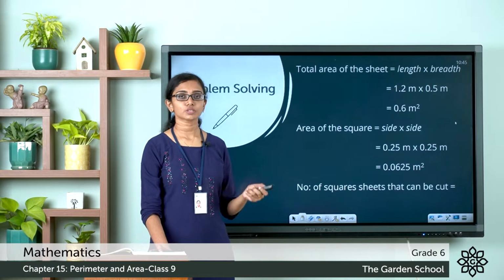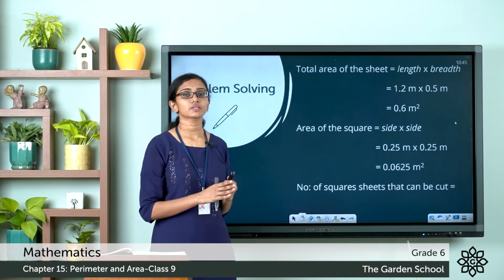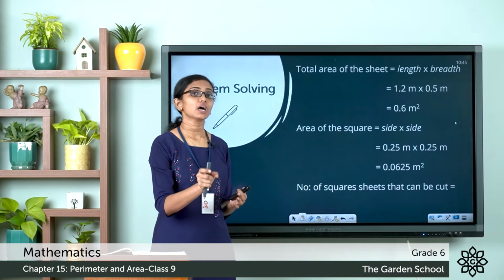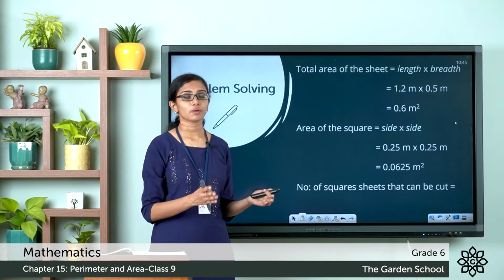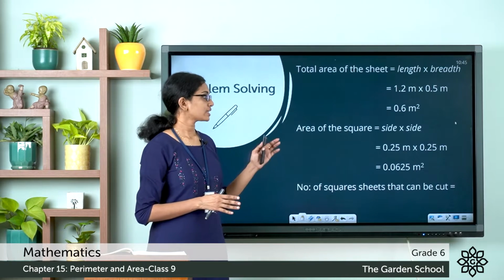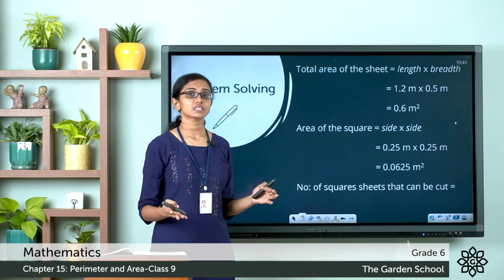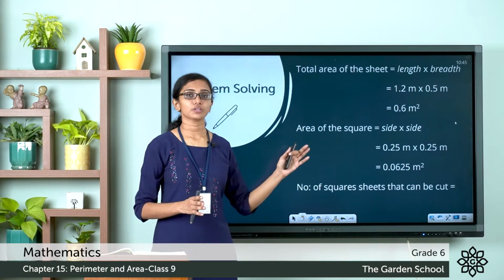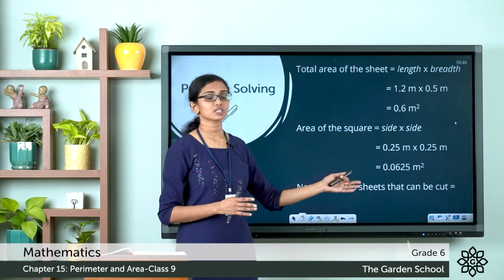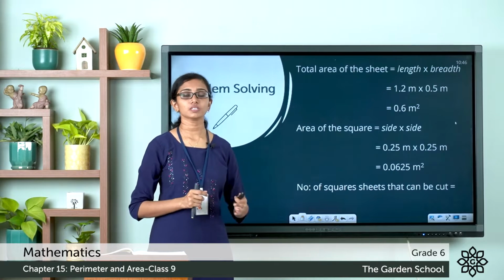Now when you cut out squares from this rectangular sheet, you will actually be dividing the area of the rectangle in squares. So we need to find out what is the area of a square piece which can be cut from this. So given the side of the square has to be 25 centimeter each, the area will be equal to 25 centimeter into 25 centimeter, which is the same as 0.25 meter into 0.25 meter, and that gives us 0.0625 meter square as the area of a single square piece that can be cut from this sheet.